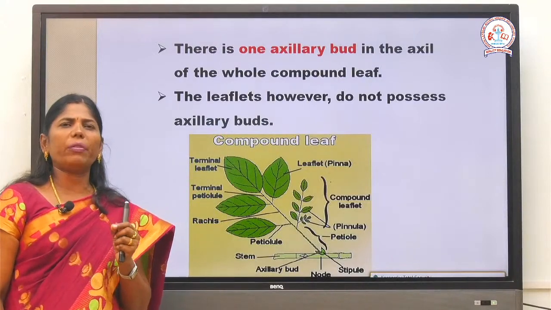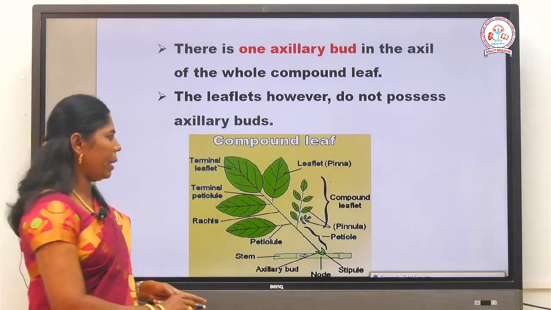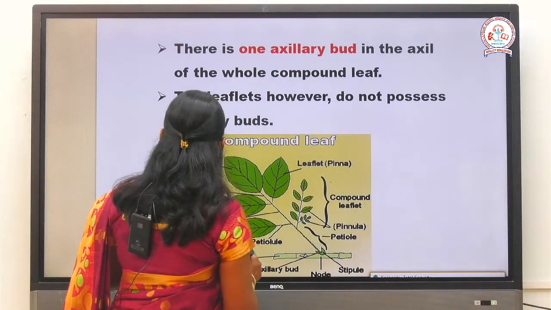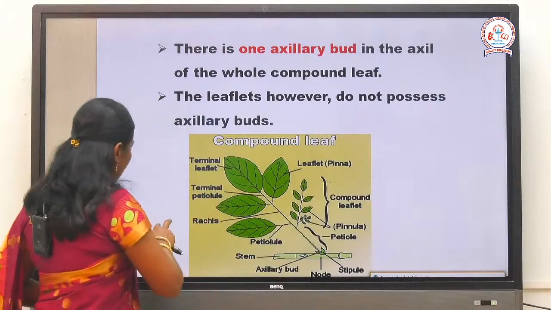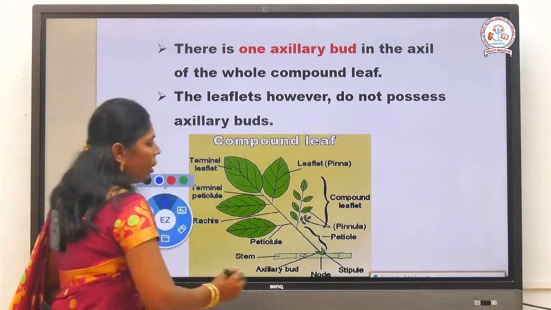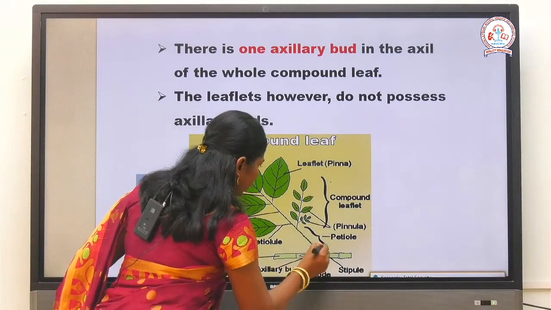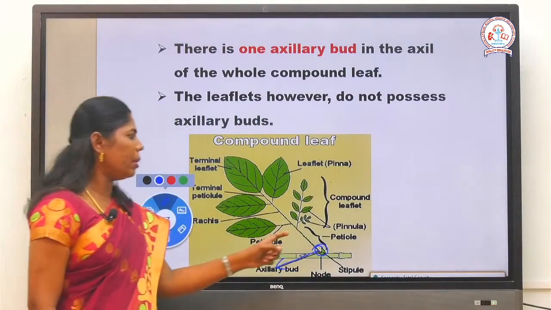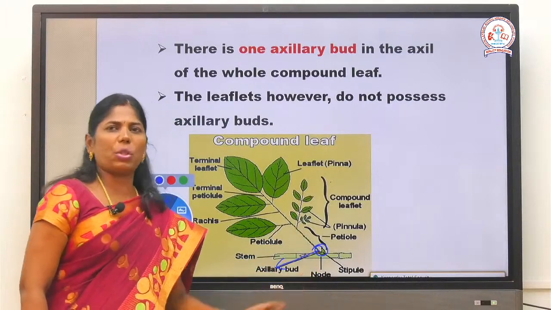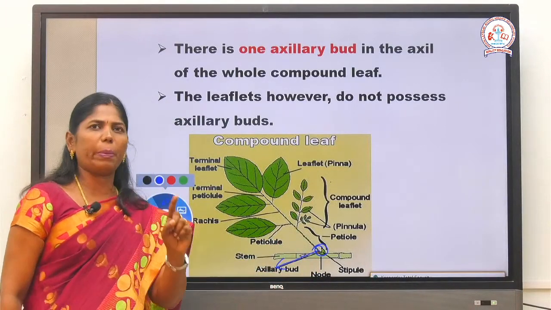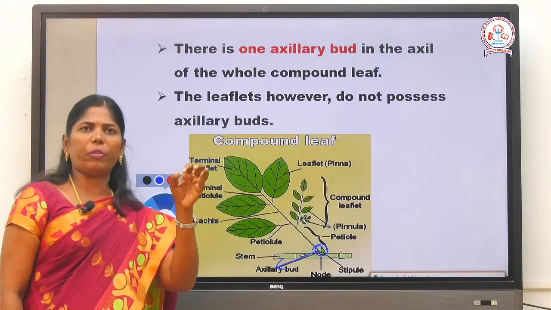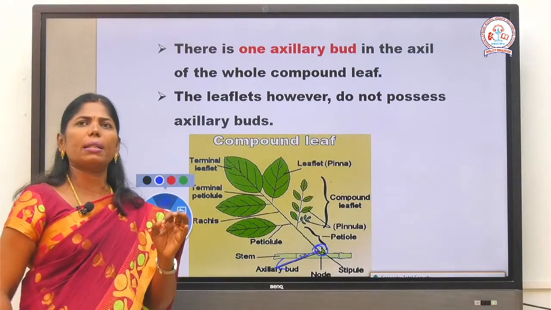What are the characters of the compound leaf? In the compound leaf we can see only one axillary bud in this region. But what about the simple leaf? Each and every simple leaf has its own axillary bud. Okay, this is your axillary bud. We can see only one axillary bud at the base of the main rachis in a compound leaf, but in a simple leaf, we can see an axillary bud in the axil of each leaf.